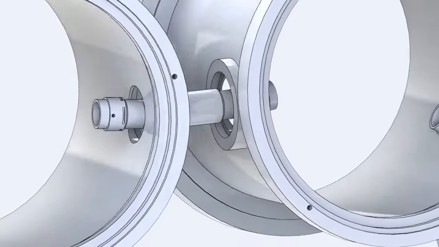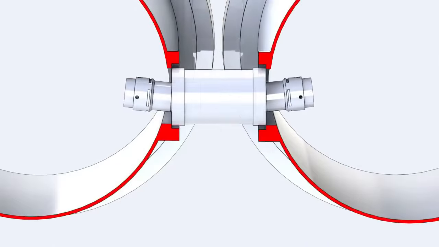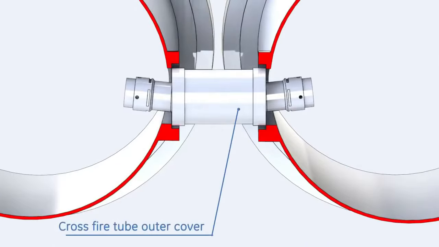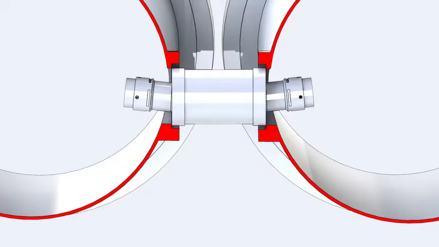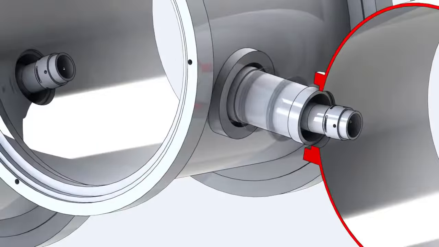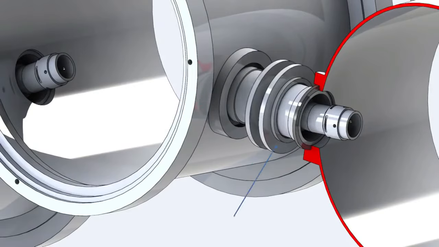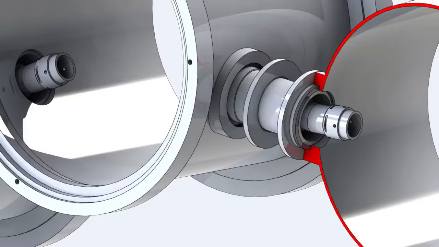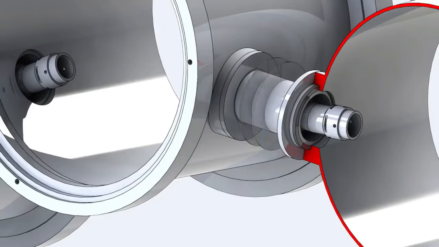All crossfire tubes are surrounded by crossfire outer tubes. These tubes connect the combustion chamber outer covers together. Packing is installed to minimize leakage and held by flanges on both sides of each tube. Outer tubes are prevented from sliding by split retainers mounted on the flanges.